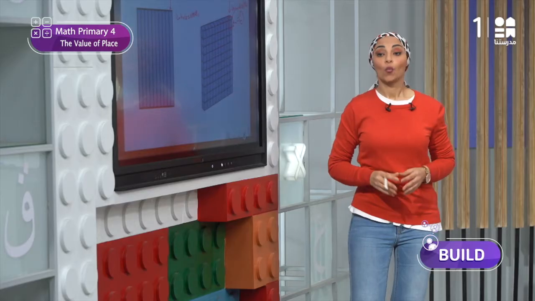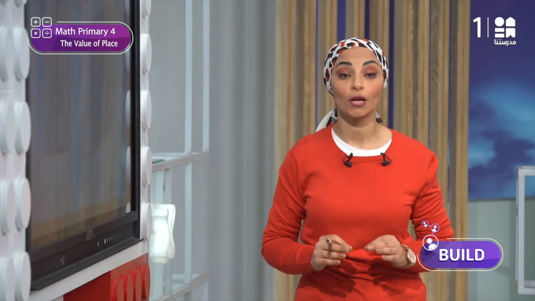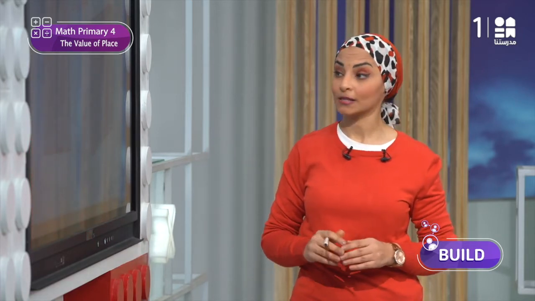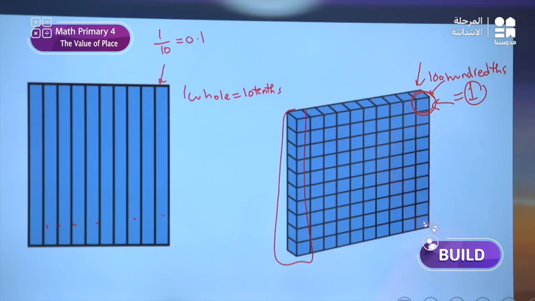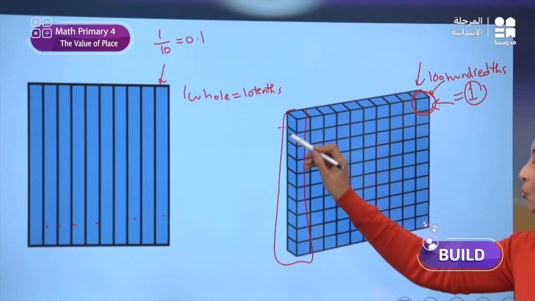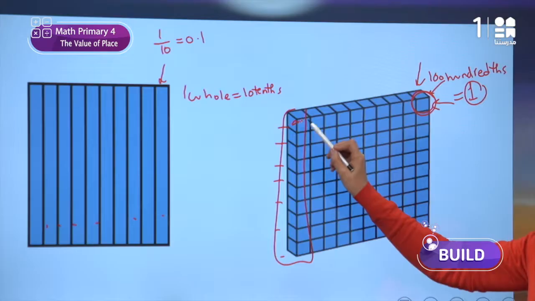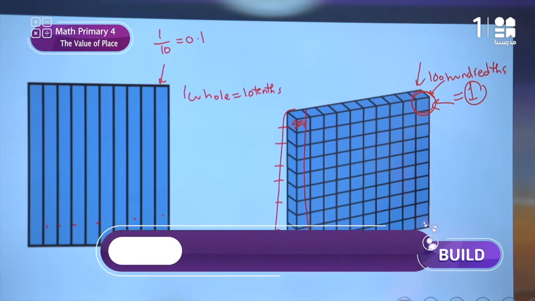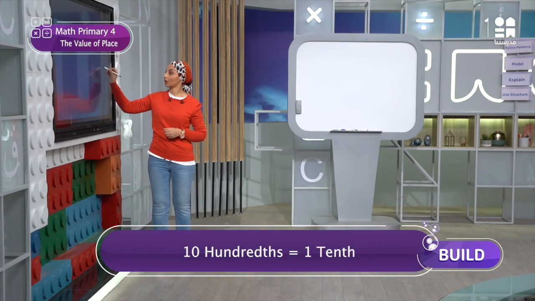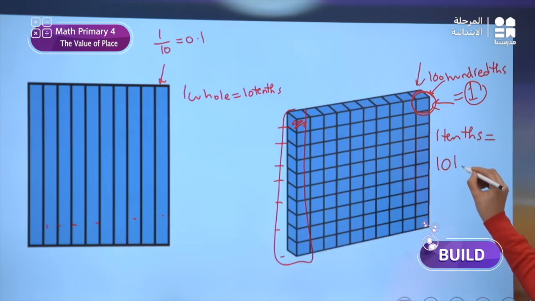Okay. We can notice now that each column represents tenths, right? Each column represents tenths. It is divided into 10 squares. If we look at this column, we will find it divided into 10 squares. Each square of them represents 100ths. This means that 1 tenth equals 10 100ths. So 1 tenth equals 10 100ths.